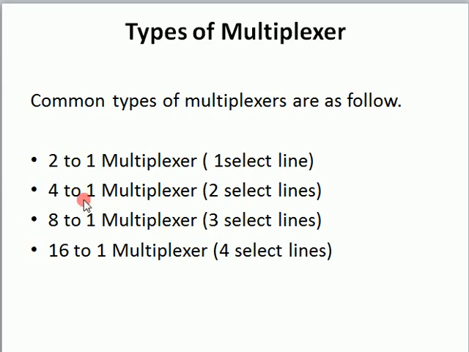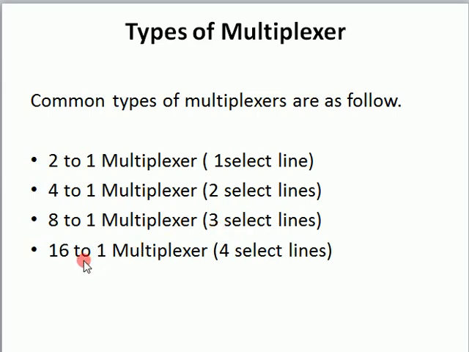Next is the 4 to 1 multiplexer. 2 raised to the power n means 2 raised to the power 2, that's why there are 4 inputs and 1 output, so 2 select lines are here. After that we have the 8 to 1 multiplexer. Here 8 is the number of input or data lines, and 1 is the output. 2 raised to the power 3 equals 8, that's why the select lines are 3.